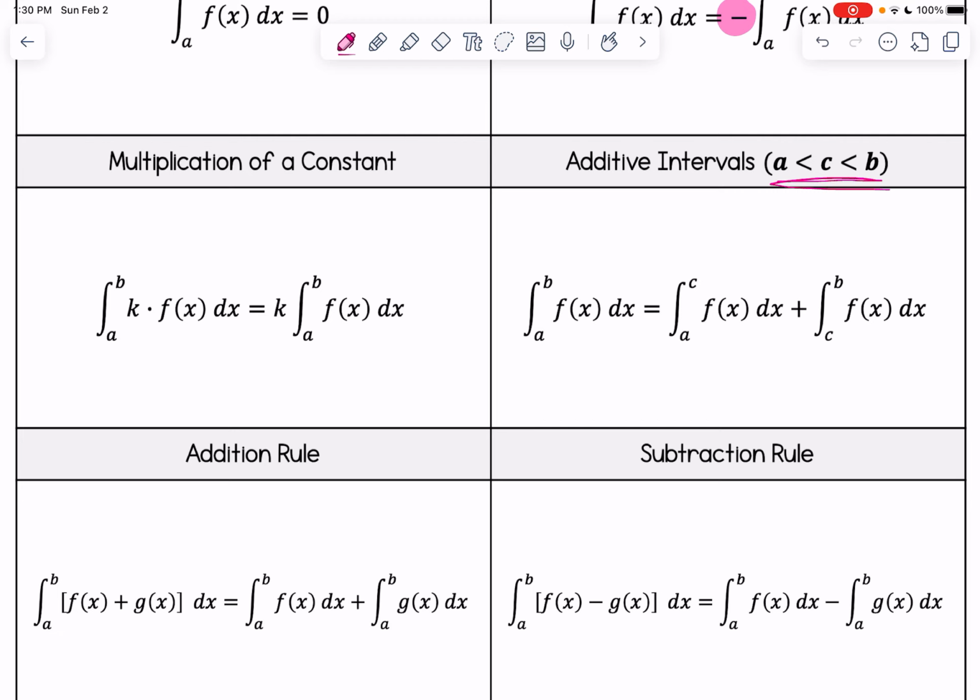So this says that the integral from a to b is equal to the integral from a to c plus the integral from c to b. If you think about that in terms of a number line with these letters: if I have a and b, and c is somewhere in the middle, you can see that if I add the space from a to c and c to b together, I get the whole entire thing, a to b.